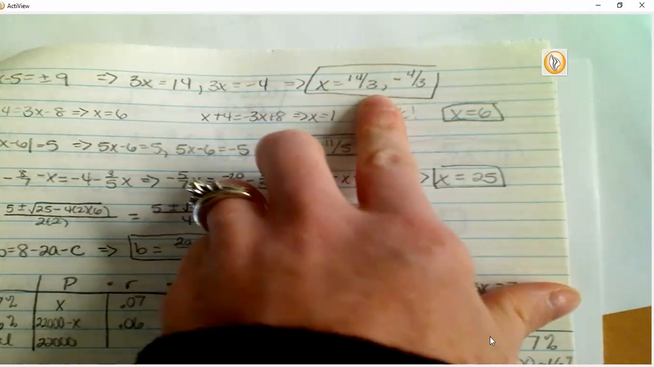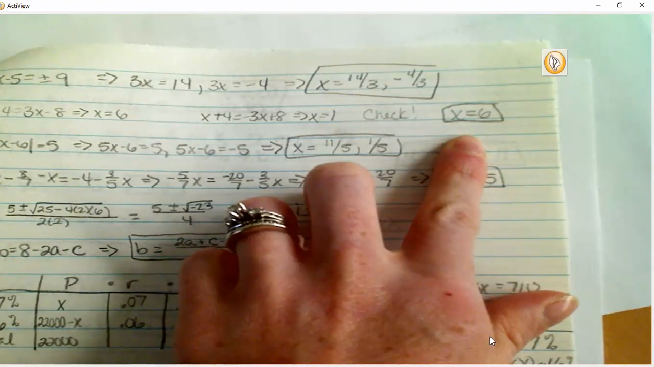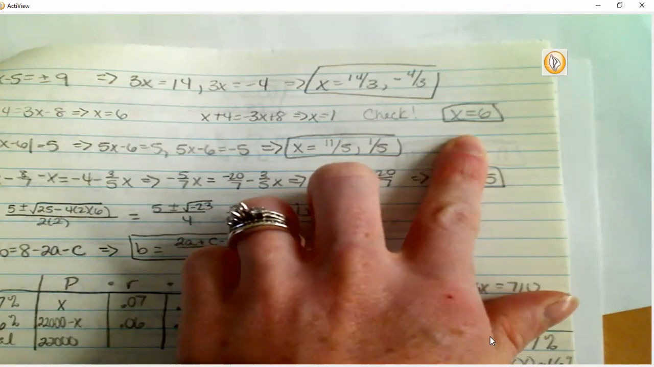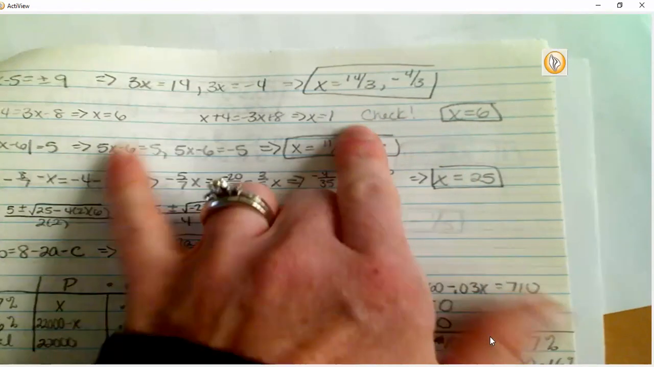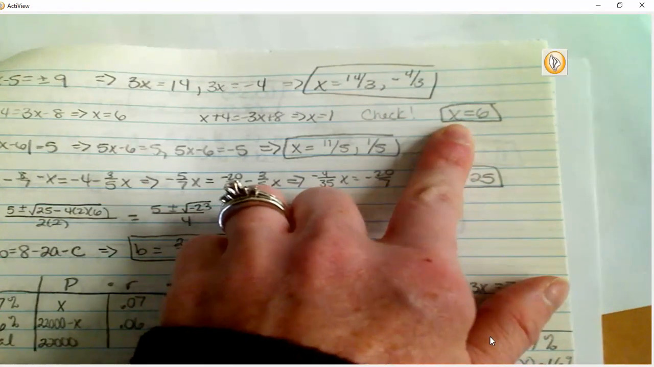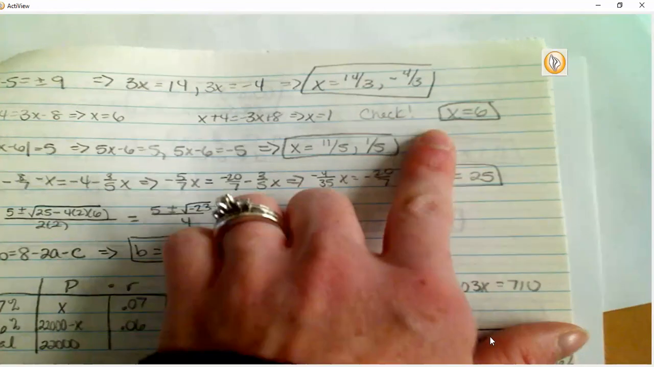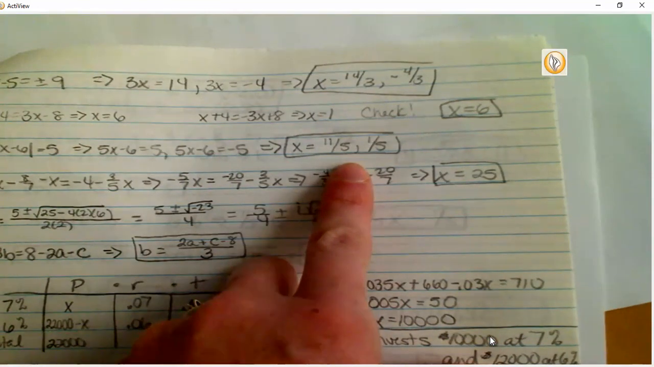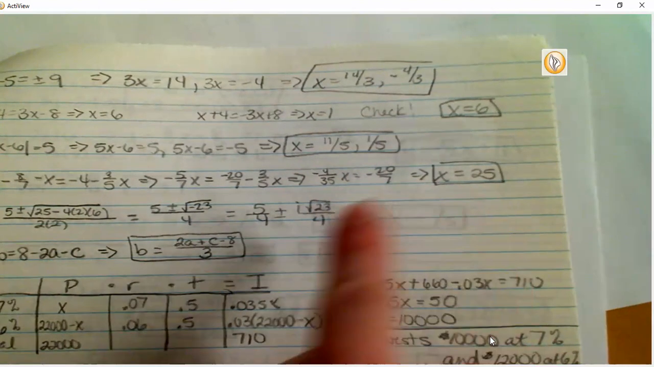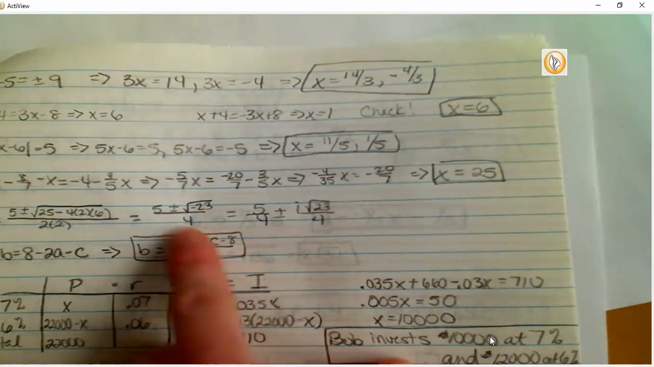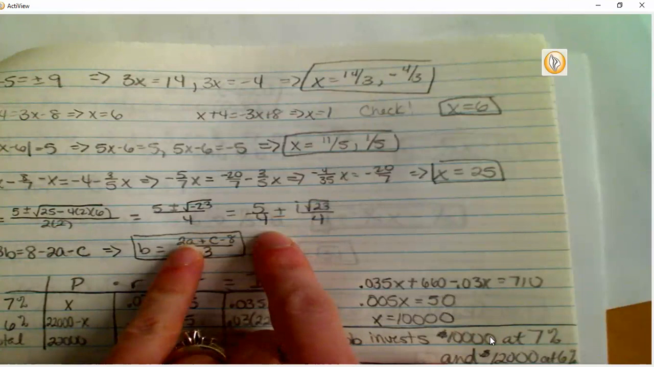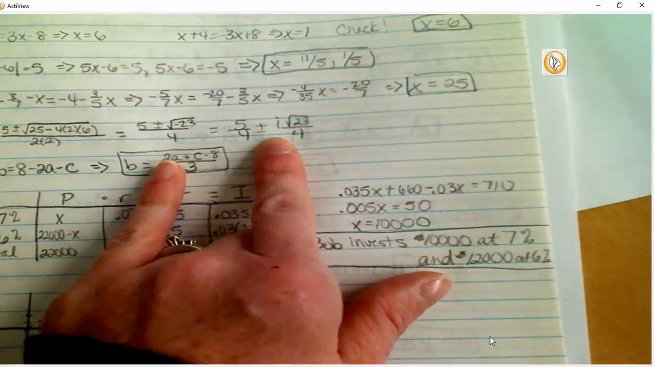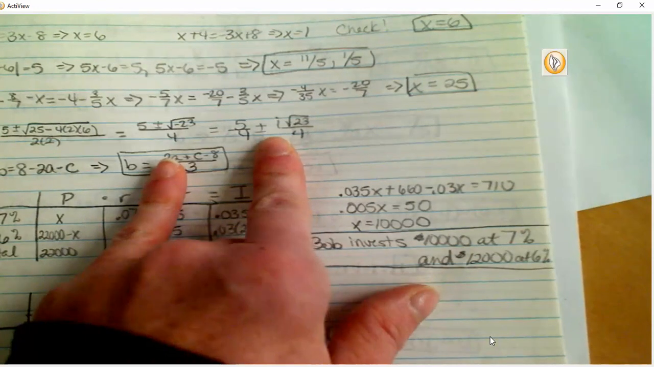Number 17, you should get 14 over 3 and negative 4 over 3. 18, you solve this, you get 2 answers, but you have to check them. And when you check them, 6 is the only one that works. Number 19, you get 2 answers, 11/5 and 1/5. 20 is 25. 21, you might have 5/4 plus or minus i radical 23 over 4. If you kept it as one big fraction, it would be 5 plus or minus i radical 23 all over 4.